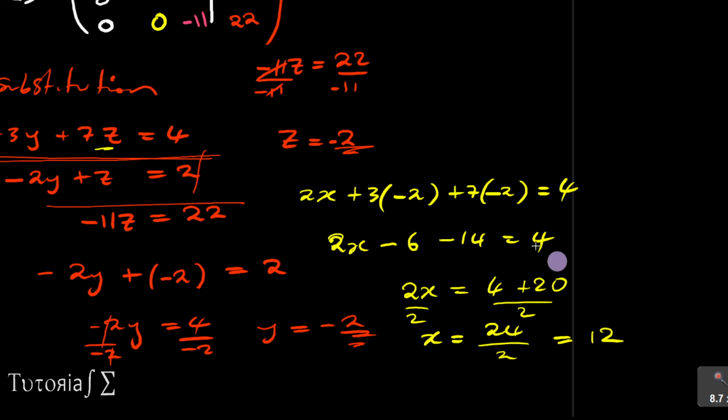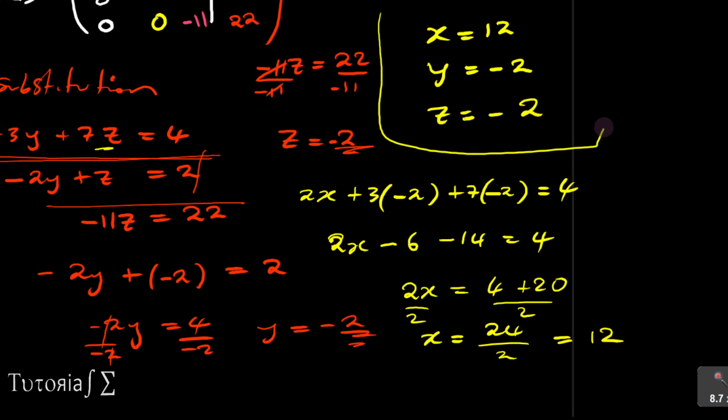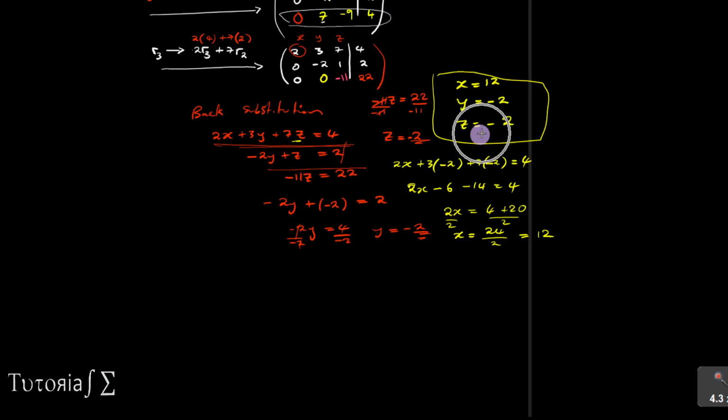And there you have it. So you have your x equal to 12, your y equal to negative 2, and your z equal to negative 2. And you have solved this system of equations using Gauss elimination.